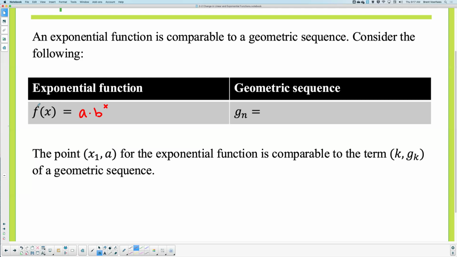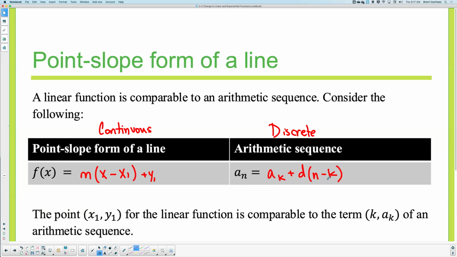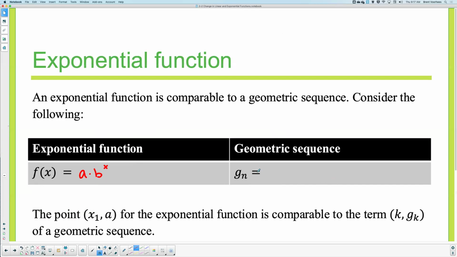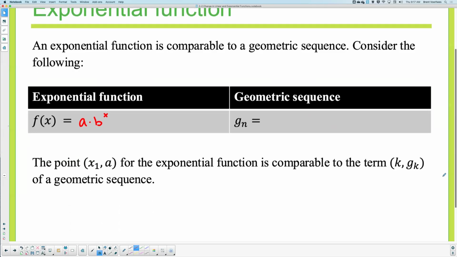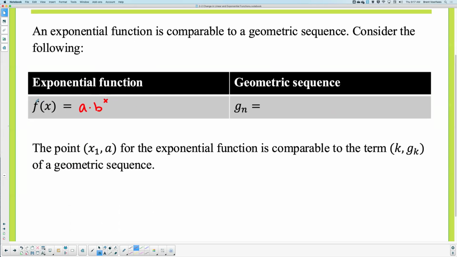So despite what Delta Math tells you, I'm going to add something to it to make it more powerful, just like I did on arithmetic last class in 2.1. I'm going to do the same thing here. Here's what I want you to have for exponential: a times b to the power of x. Put a parenthesis around that x and do minus x1.